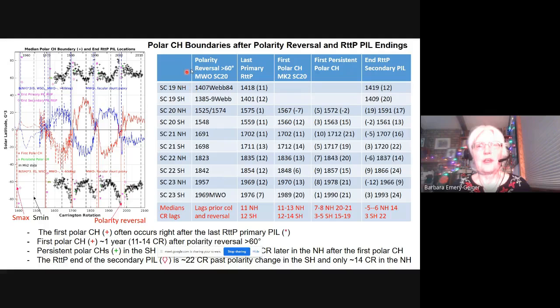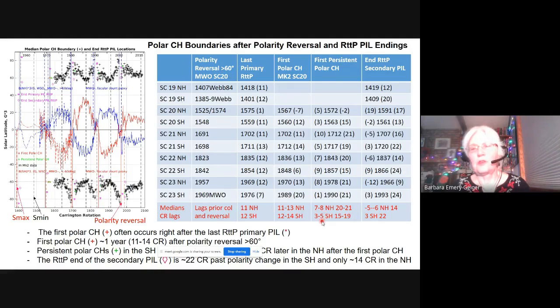So this particular table shows things like, when do you have this polarity reversal above 60 degrees? When was your last primary rush to the pole, in Carrington rotations? And this lag is in Carrington rotations after this switchover. When is your first polar coronal hole, where the first 2 in solar cycle 20 are from Mauna Loa's MK2 experiment that Dave Webb found. When is the first persistent polar coronal hole, where you have pretty much all longitudes, where this is the lag between the first and the second. And you can see on average, it's about half a year later.